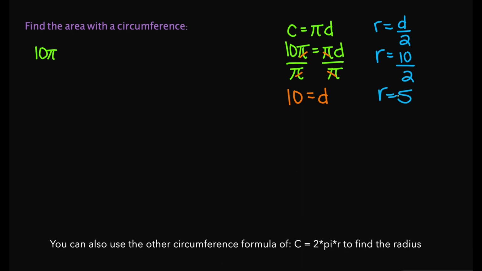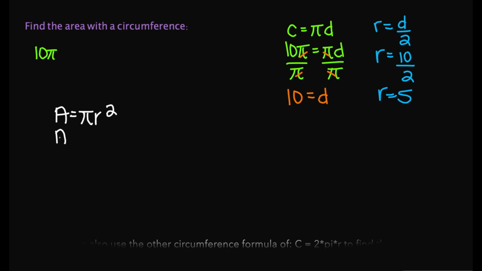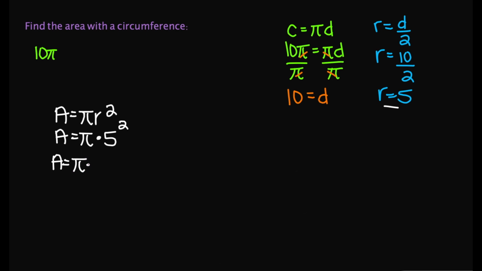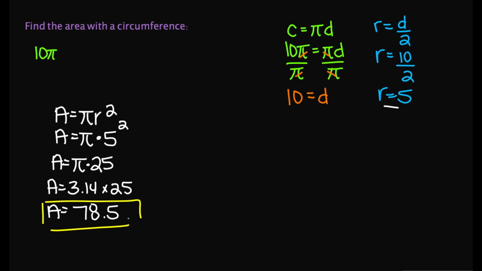Remember the formula for your area: A equals pi r squared. So my area is going to equal pi times my radius, which we have here is 5, squared. So A equals pi times 5 squared. This is going to be 25. So 25 times 3.14, you're going to get 78.5 as your estimation here. And your exact amount, if you're looking for an exact amount, is going to be 25 pi. And this is your answer here.